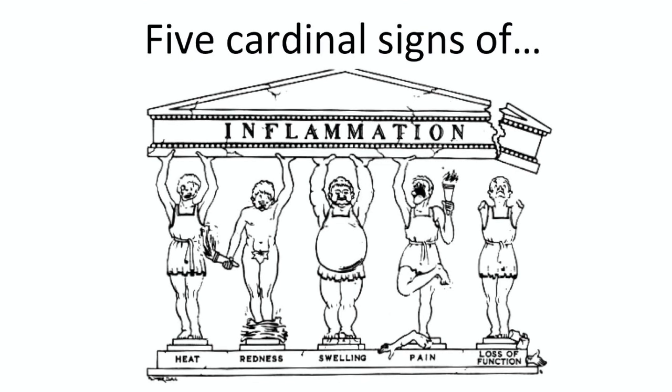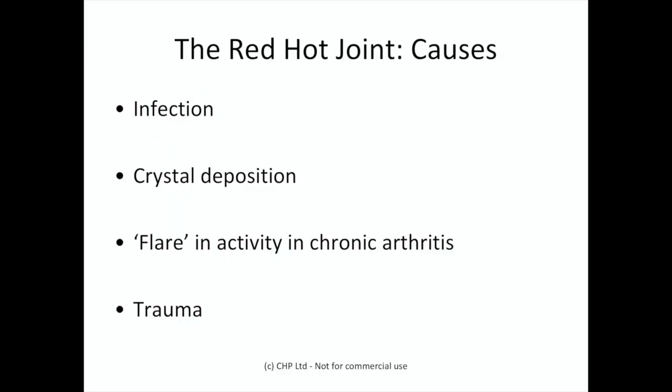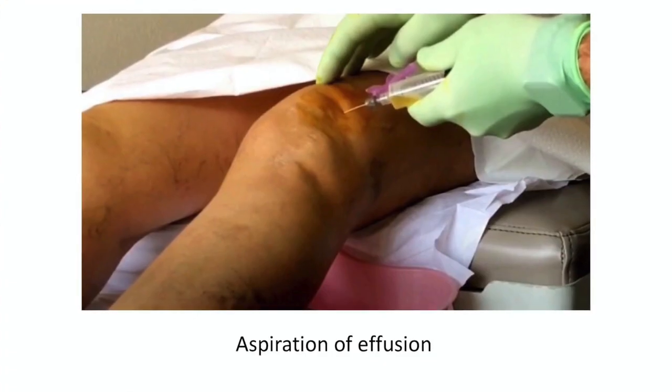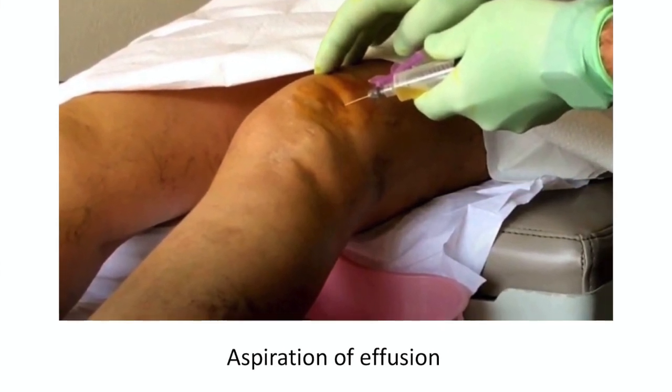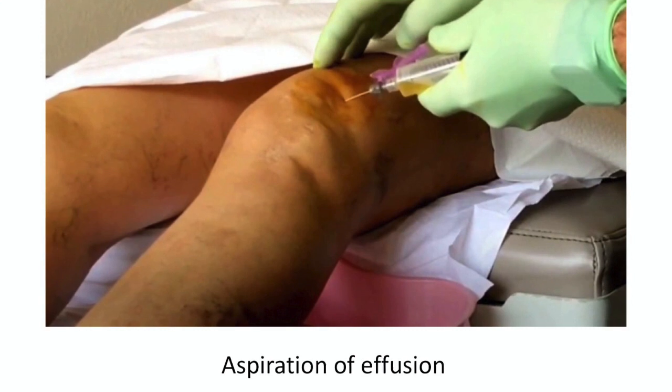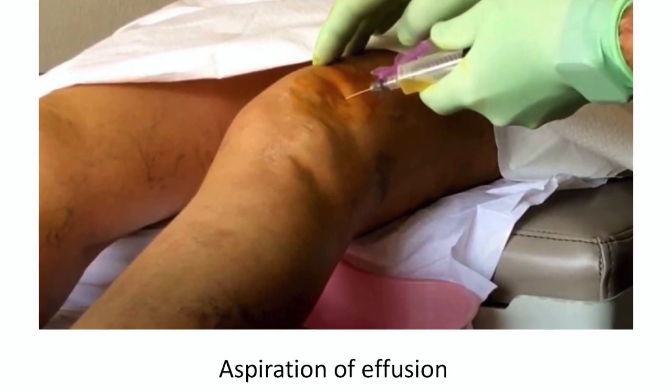There are several possible causes of this, including local trauma, but the most likely would be infection. Other possibilities include deposition of crystals, gout, and pseudo-gout. In order to investigate the problem, one approach is to aspirate the knee, put in a needle, withdraw some fluid, and examine it under the microscope.